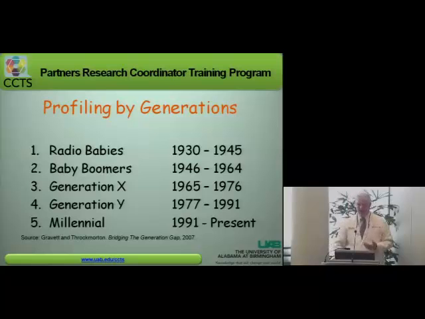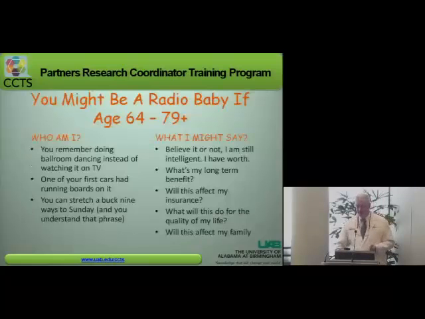Okay, when you profile, I'm going to cover this kind of quickly. Profiling by generations, it's learning what generation you're talking to. Now, most of you, if you've been in research a while, if you've been a nurse or a medical professional for a while, you understand the different generations out there. You have the radio babies, the baby boomers, Generation X, Generation Y, and the millennials. Usually if you're doing pediatrics, you'll see more millennials, and you'll actually see the 2000 babies. But these were looked at in 2007, so I'm sure there's something more recent out, but I just haven't been able to find it yet.